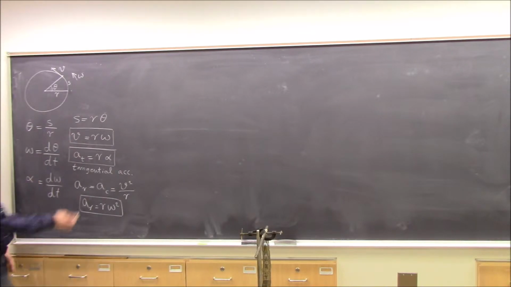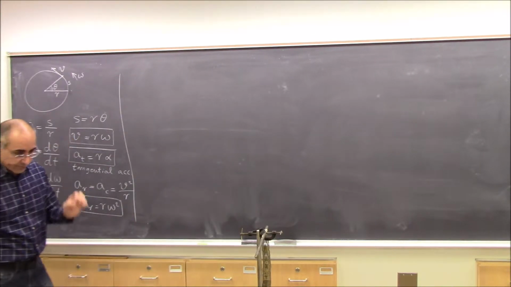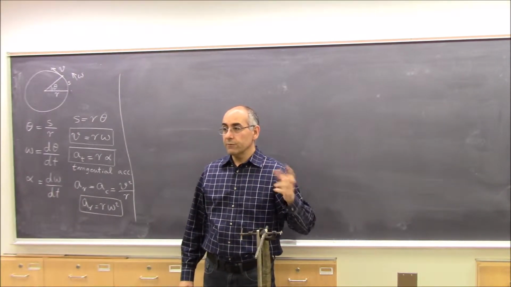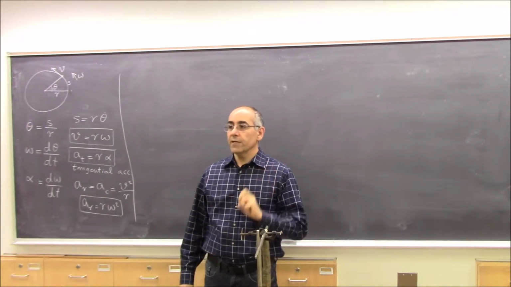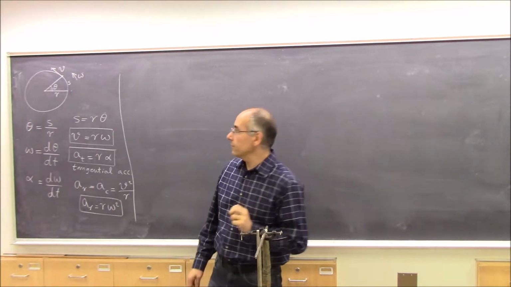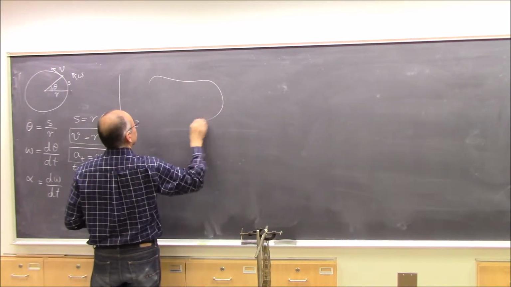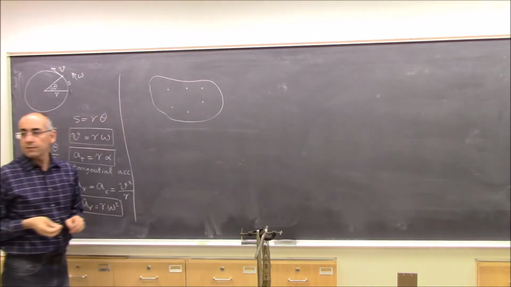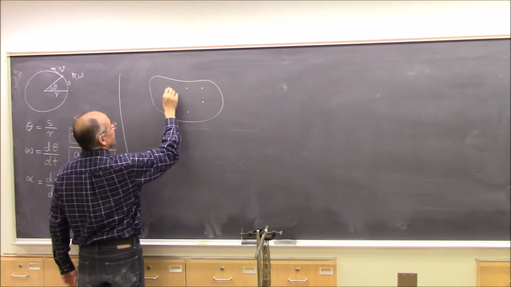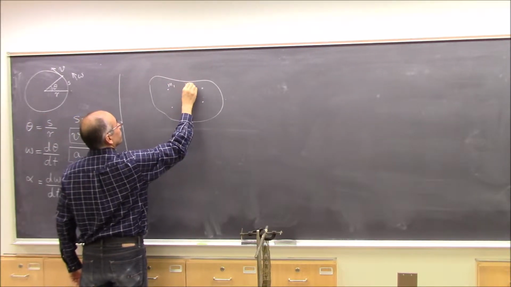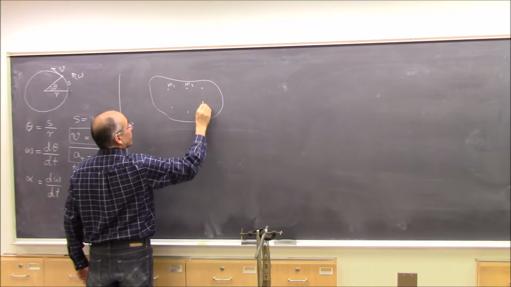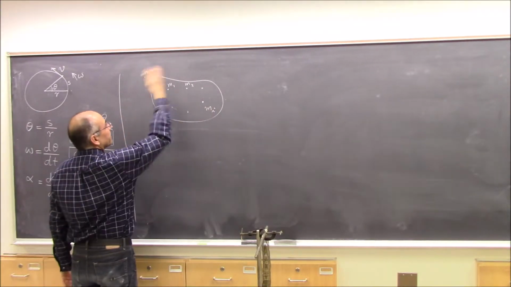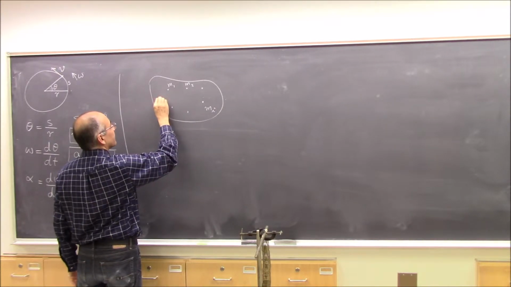I want to now find out, if we have an object that's rotating, what is its kinetic energy? Because rotation is motion, we want to find the kinetic energy of rotation. So let's say we have an object that is made up of several point masses, each one m1, m2, m3, in general m_i, and it is rotating around an axis. Let's say this is the axis of rotation.